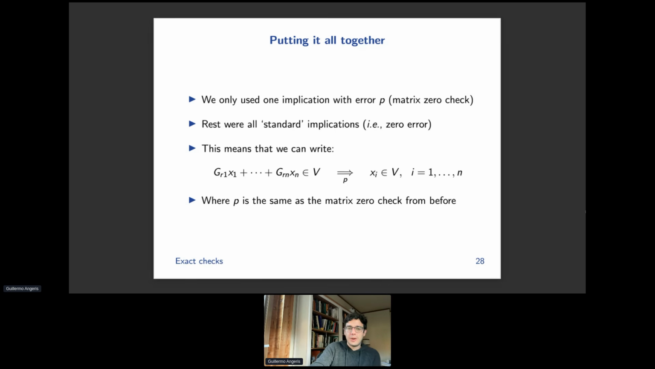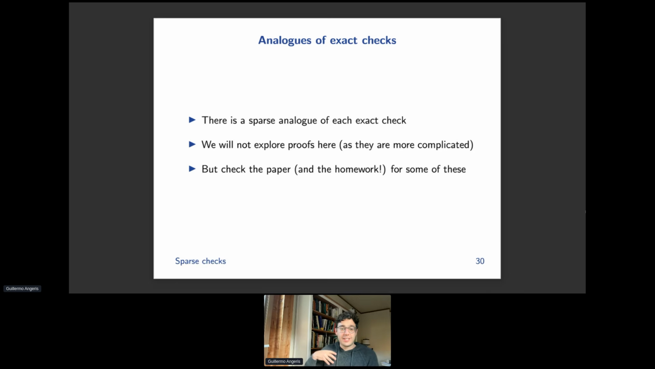Okay, so quickly through sparse checks: for every kind of check that we just recently talked about, there is a sparse version of it. It's a version where we don't care that the condition is exactly met. For example, maybe X is not exactly equal to 0, but it's sparse. Or maybe X is not exactly in a vector space, but it's close to a vector space in terms of distance. We're not going to explore the proofs in this particular course because they're quite complicated and some of them require a bit of annoying glass chewing. But I would recommend you check the paper and the homework, which is related to the first set of exercises I was talking about, for some of the proofs there.